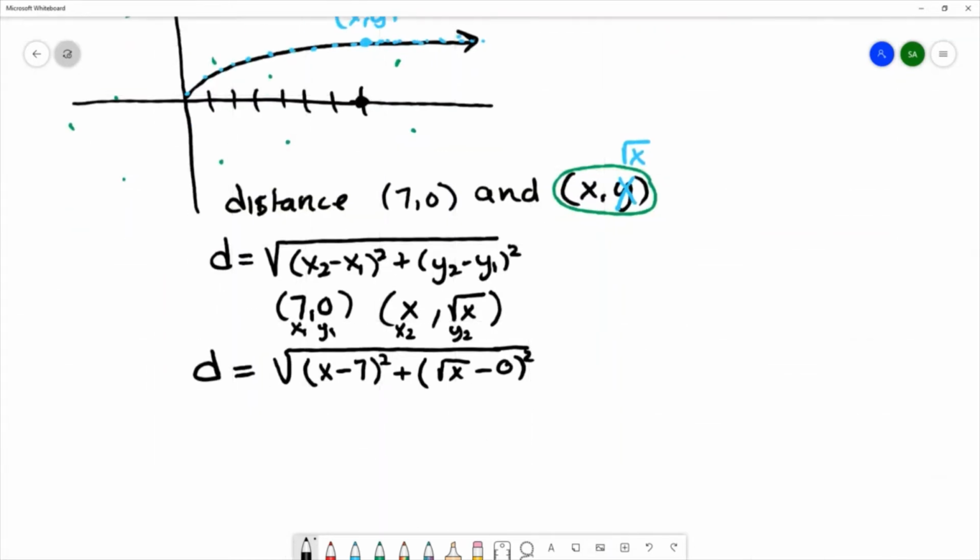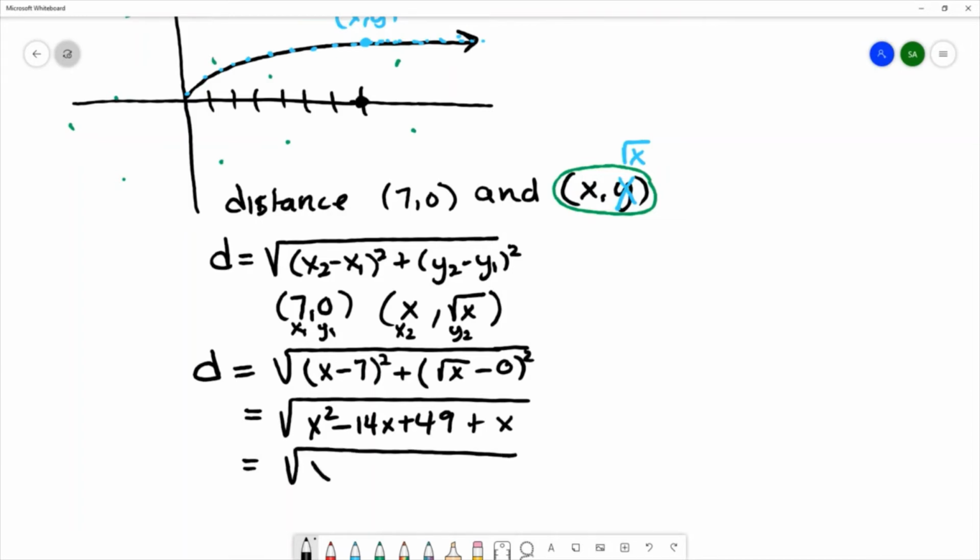And we'll do some simplifying here. That's the square root of x squared minus 14x plus 49. And square root of x squared would be just x. I skipped a few algebra steps there. And I can combine these two like terms together to get negative 13x plus 49.